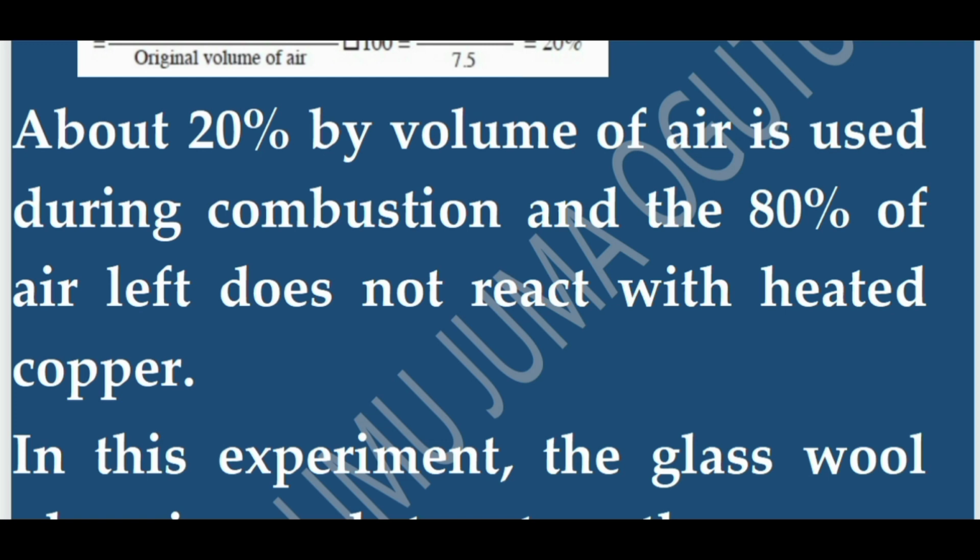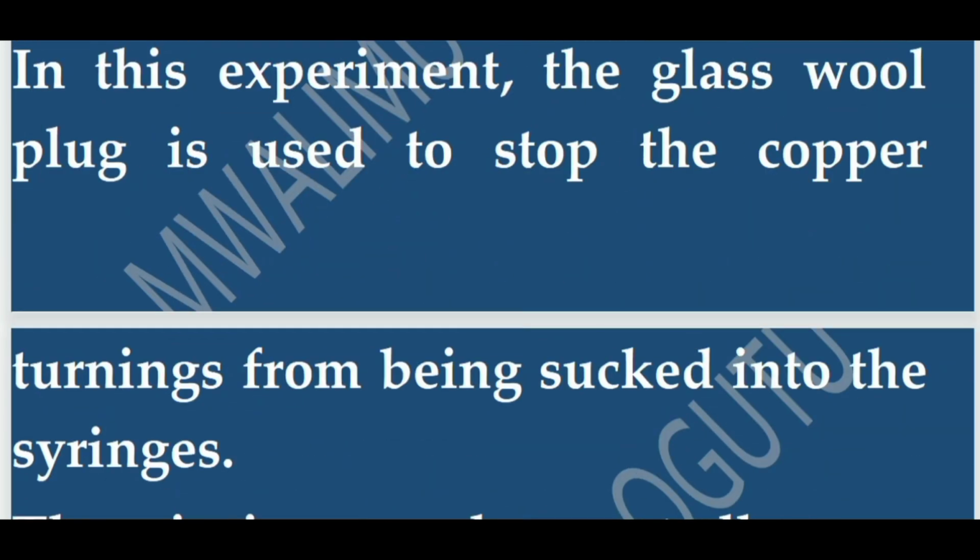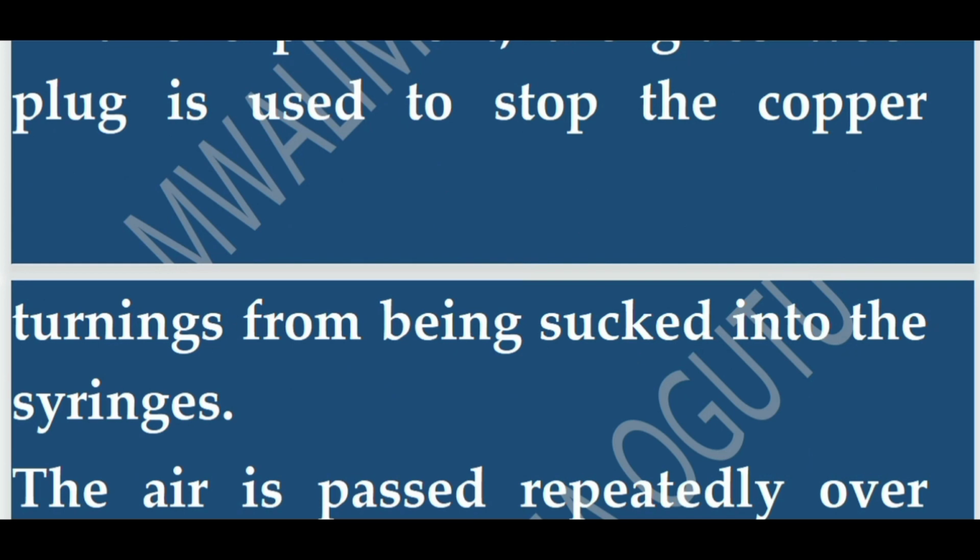In this experiment, the glass wool plug is used to stop the copper turnings from being sucked into the syringes. So it prevents copper turnings from entering. Remember, in one syringe we have a fixed volume of air, and we are passing it through the combustion tube to the other syringe and back repeatedly.